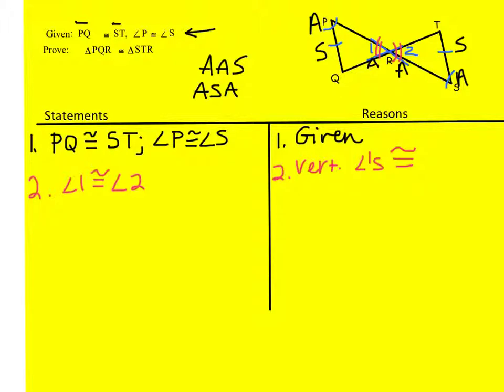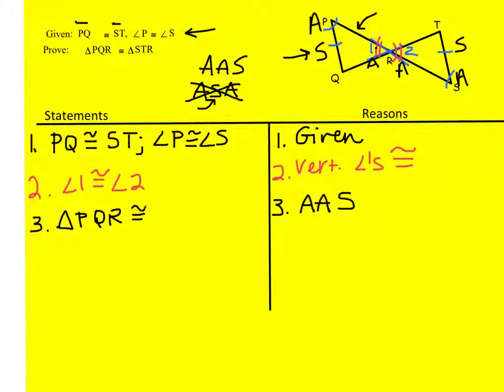The question is is the side between the angles. This side is not the side between the two angles. So I can't use angle, side, angle. I'm using angle, angle, side, not included. And now I have proven that triangle PQR is congruent to triangle STR.